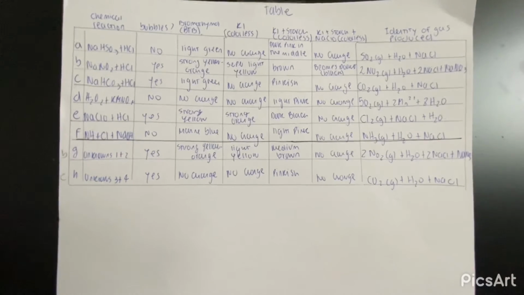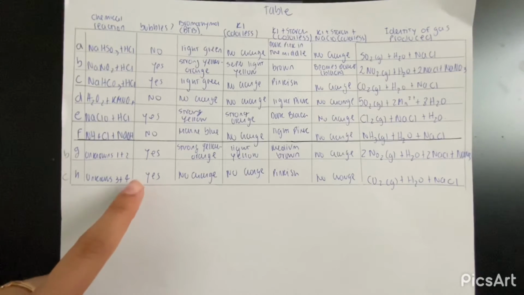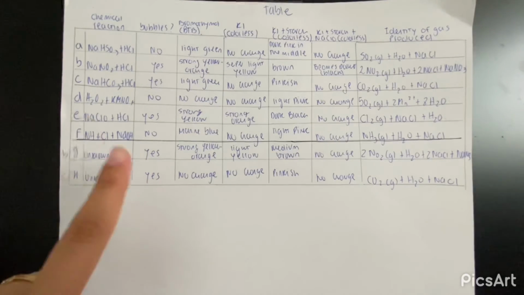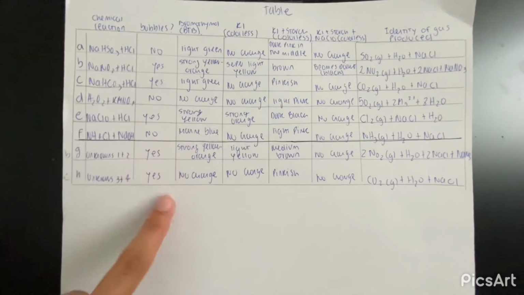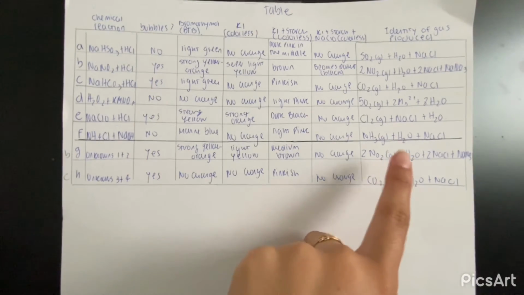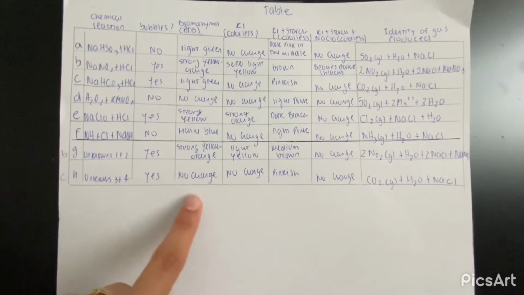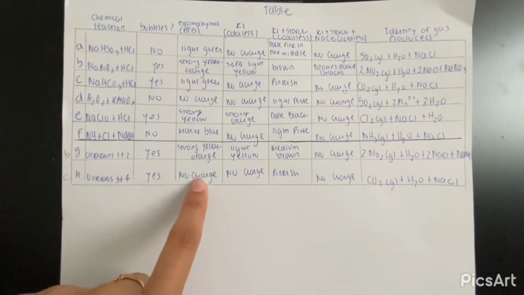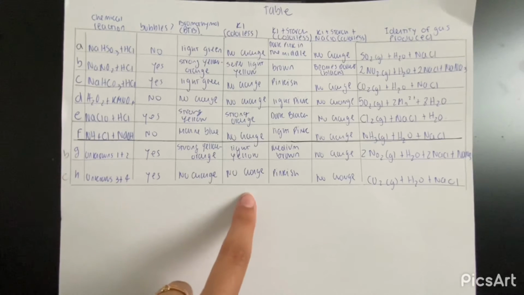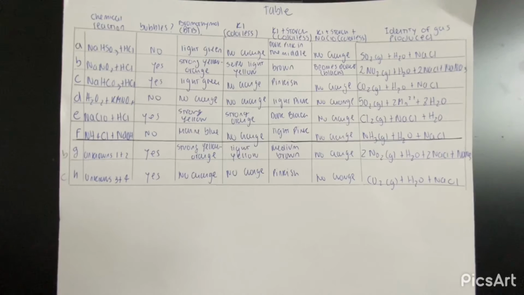Now we're going to need a table to add all our qualitative analysis. We have our chemical reactions here from A to H, and we're going to add if we saw bubbles, if we had presence of gas, our identity of gas produced, basically our chemical reaction, and how our colors were for all these chemicals. If we had no change, or if our color change was different before and after the incubation.